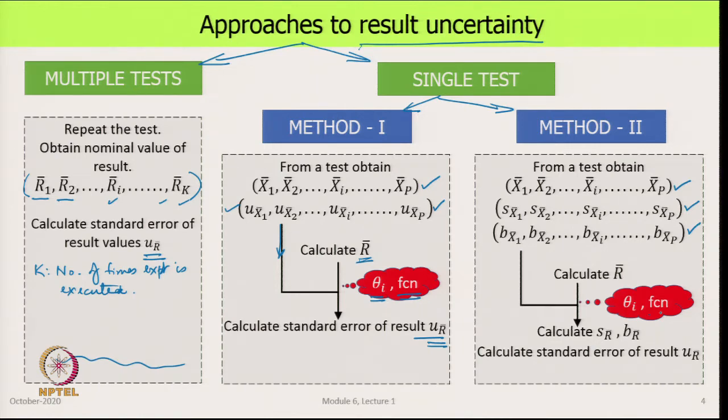And then again, using some function and the sensitivity coefficients, using the result formula, we calculate two parameters, the random standard uncertainty in the result and the systematic standard uncertainty in the result, and then combining them we calculate the standard uncertainty of the result u_r bar.